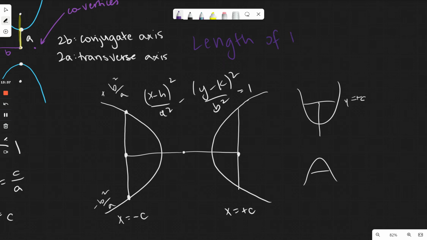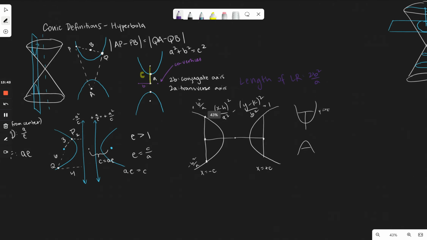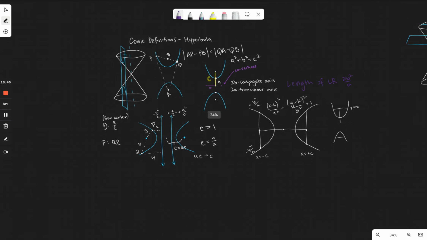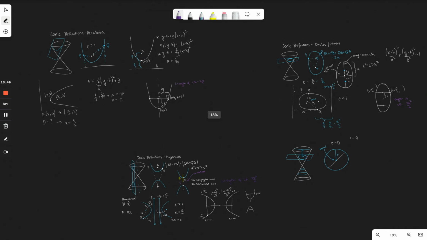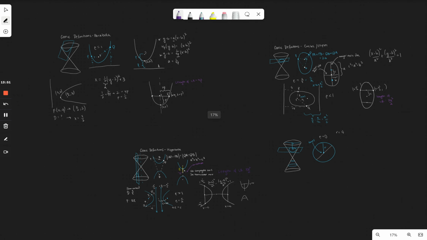The whole length of the latus rectum is 2b squared over a. And so yeah, we covered a lot. I threw a lot of information at you, but hopefully it was useful in some way. If you don't get it right now, just revisit it. I just tried to condense everything and put it in one place.